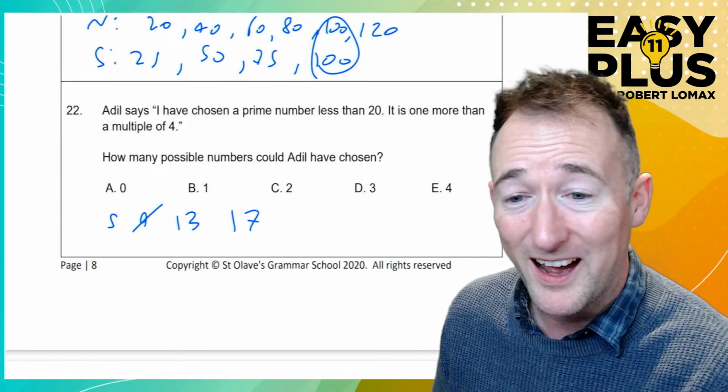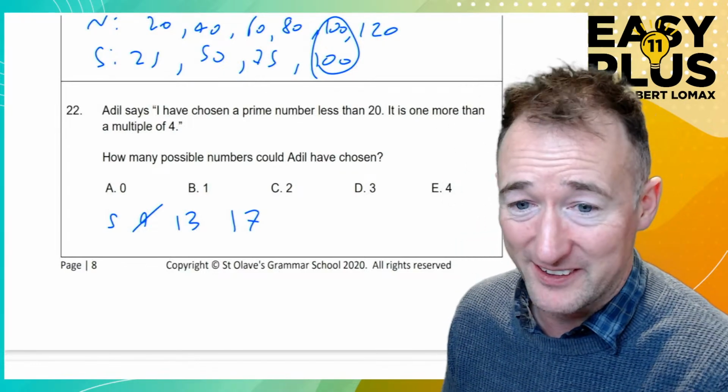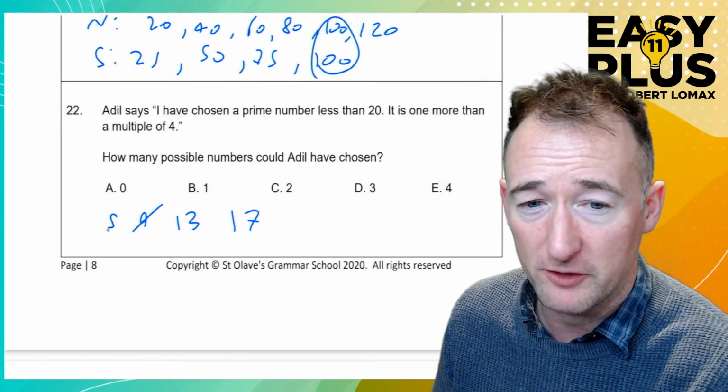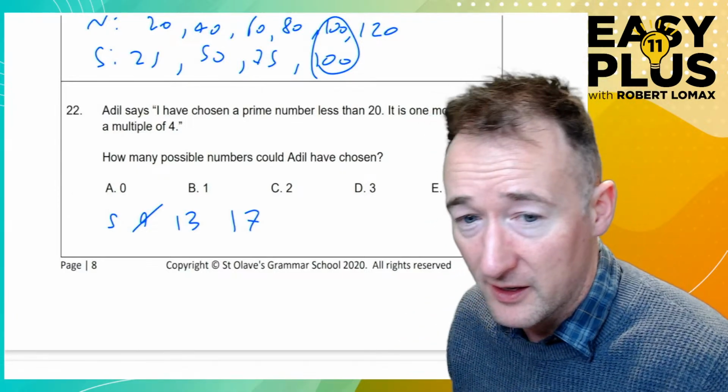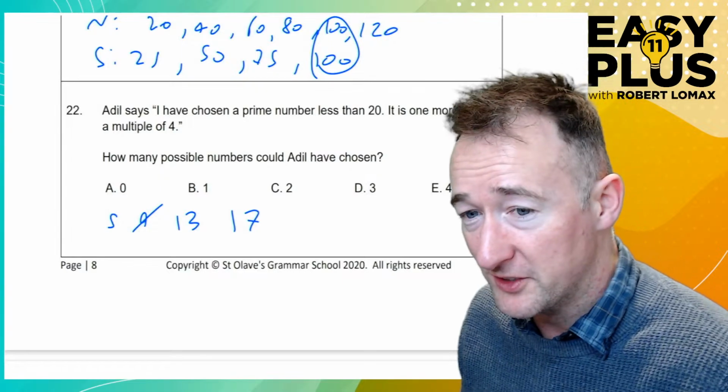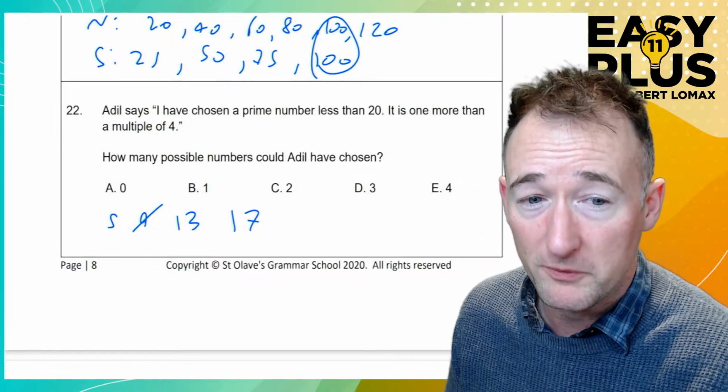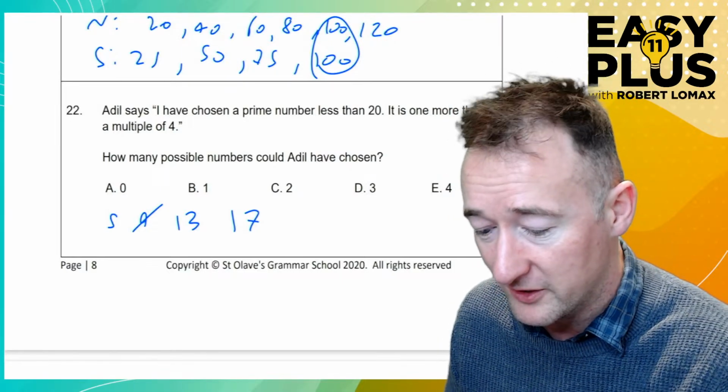A prime number has only 1 and itself as factors. So for example, you can't make 5 by doing 2 times something or 3 times something. It doesn't work. Just 5. 13, again, it isn't 5 times something or 7 times something. It's just 13. It's only 1 times 13 and 13 times 1. And the same with 17. That's what a prime number is.